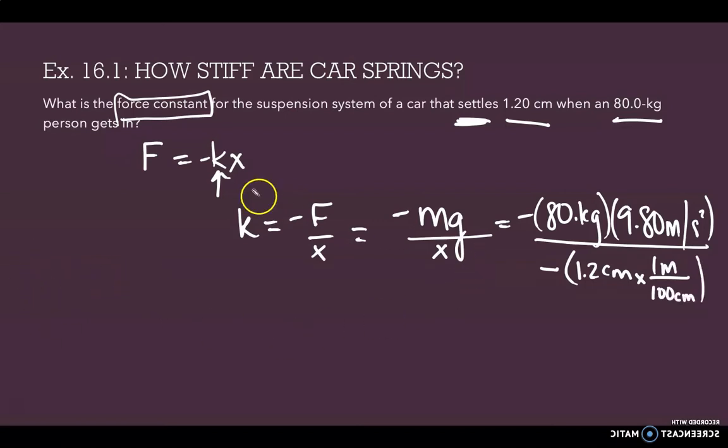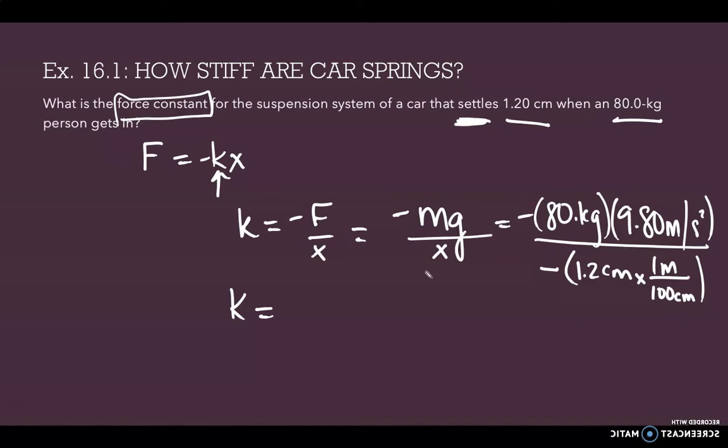Okay? So then we get that our constant here is going to be what? Let's go ahead and use our calculators. 80 times 9.8 divided by 1.2 divided by 100. And be careful when putting this into your calculator. Make sure that you have all of your parentheses and such, because it can get very confusing very fast, okay?